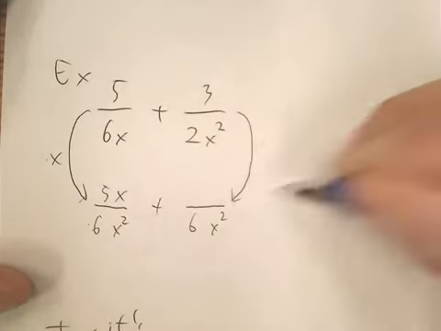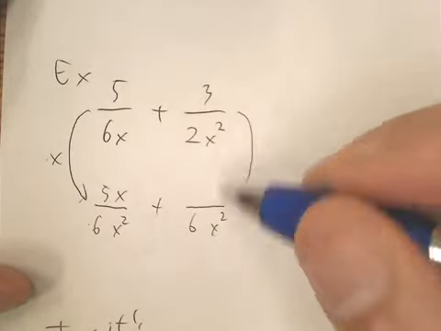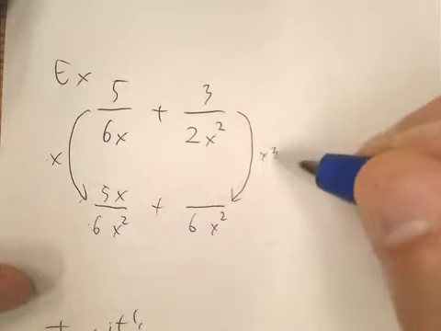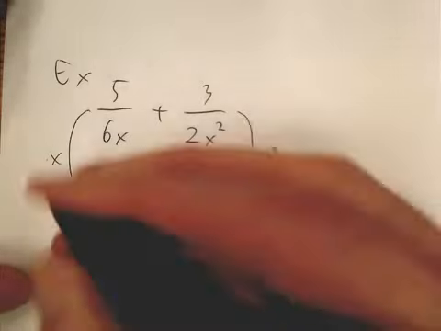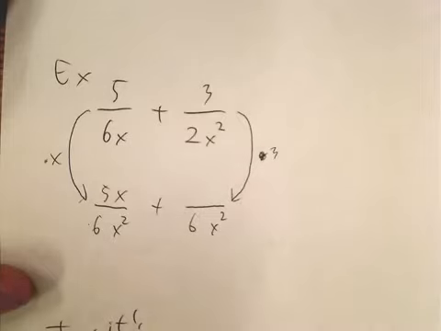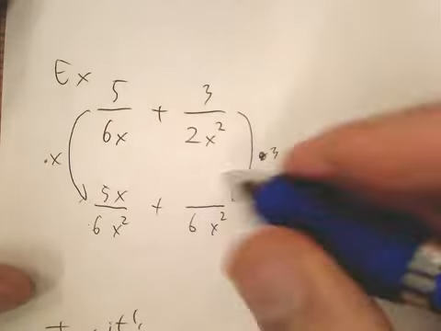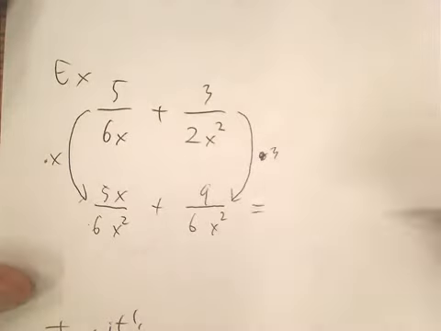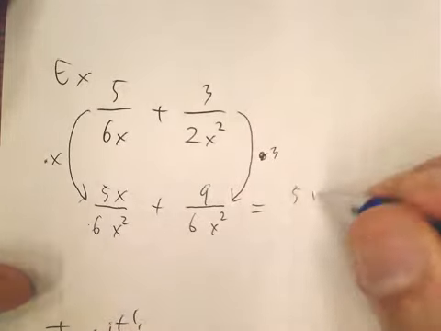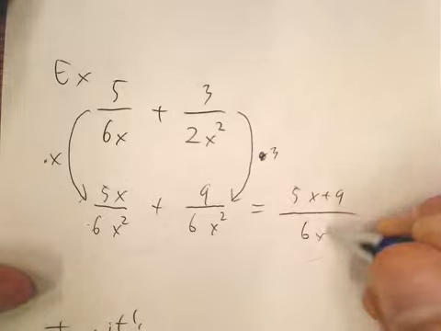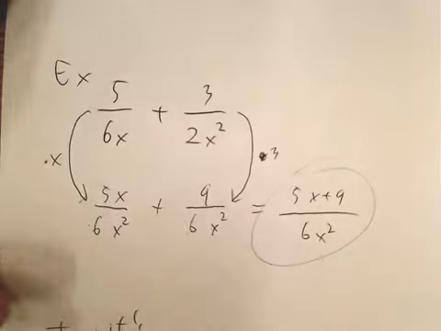And over here, what did I multiply by? Well, 2x squared times 3 gives me 6x squared. I really shouldn't put the x there. Multiplying by 3. Multiplying by x there. Okay? So 3 times 3 gives you 9. Now that I have a common denominator, I can add my numerators together. And that'll be my final answer.